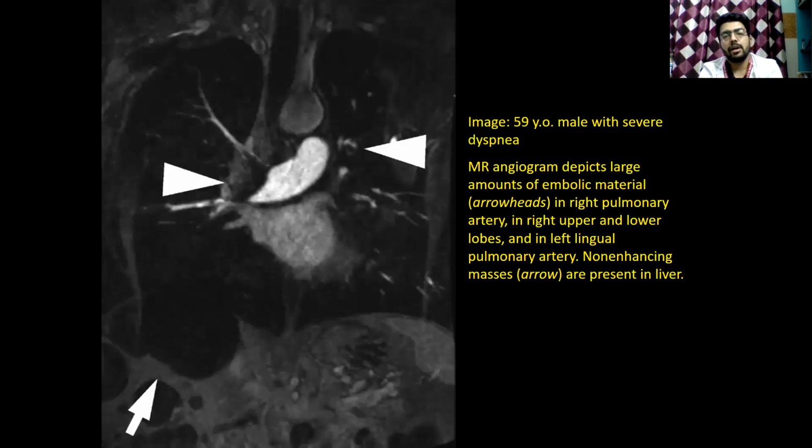This is the MR imaging demonstrating the embolic material in the right pulmonary artery, in the right upper and lower lobes, and in the left lobar pulmonary artery.